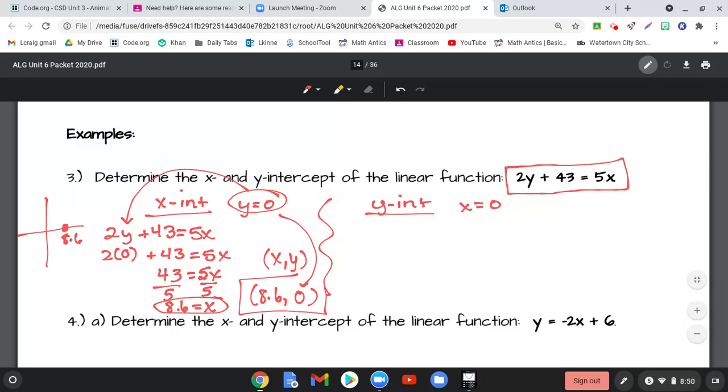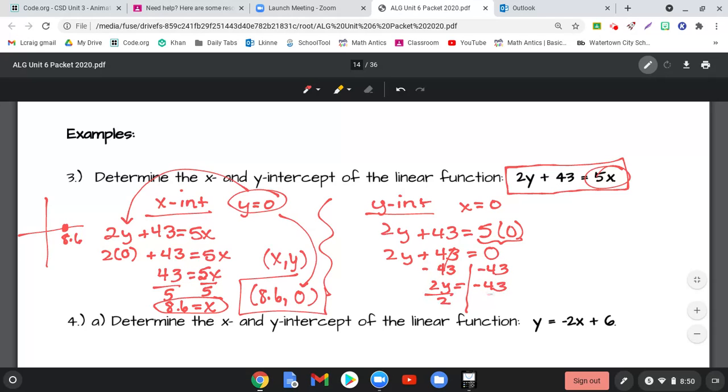Okay? Now, if you want to find the y-intercept, you're going to do the same thing, but instead of plugging 0 in for y, we'll plug it in for x. So we have 2y plus 43 equals, instead of 5 times x, 5 times 0, which is 0. Now you have a little equation to solve. Get y by itself. So we'll subtract 43 from both sides. 2y equals negative 43. Divide both sides by 2.